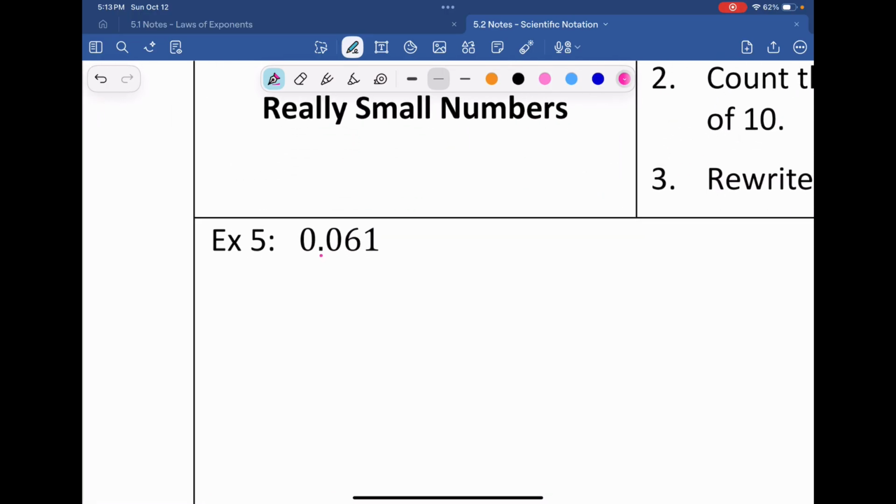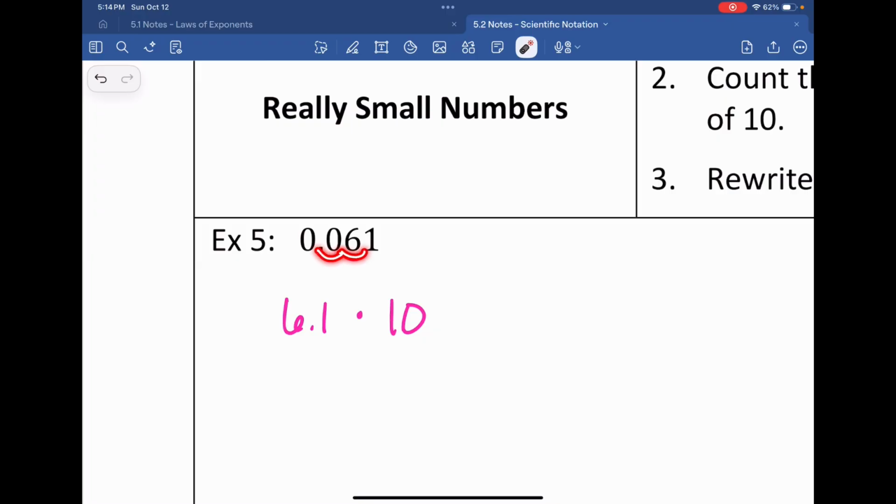All right, so I'm going to move this to the right one place. Well, that's still 0.61. My number needs to be between 1 and 9. Move it to another space. Well, now I have 6.1. 6 is between 1 and 9. How many places did we move? 1, 2 to the right. So that is negative 2.